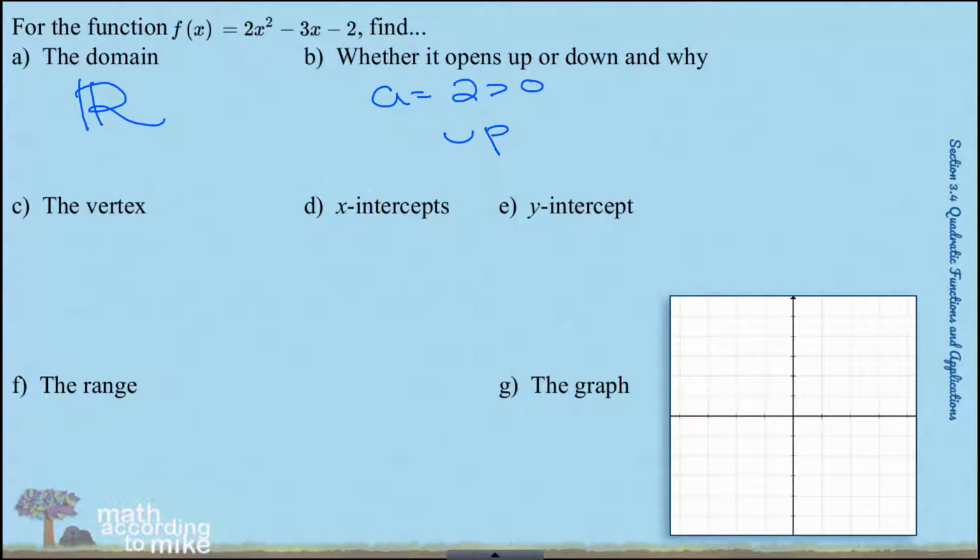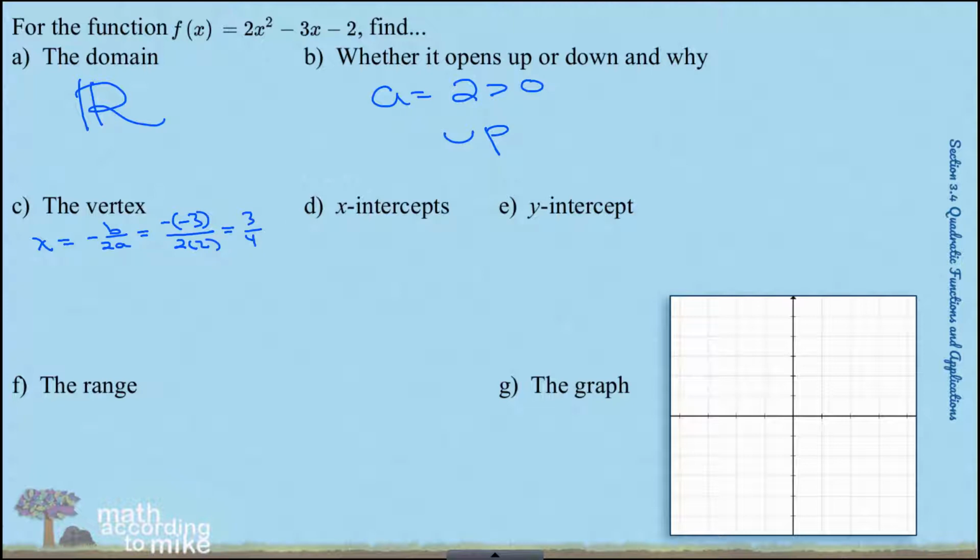In order to find the vertex when you're in ABC format, you could do what we did in the previous video of completing the square. We're not going to do that here. Or you can use the formula. The x-coordinate of the vertex is given by negative b over 2a. So that means that for us, b being negative 3, we'll have negative 3 over 2 times 2. Cleaning this up, we get an x-coordinate of 3/4.